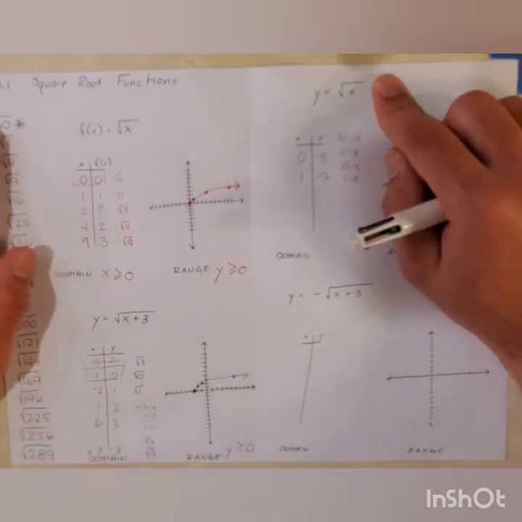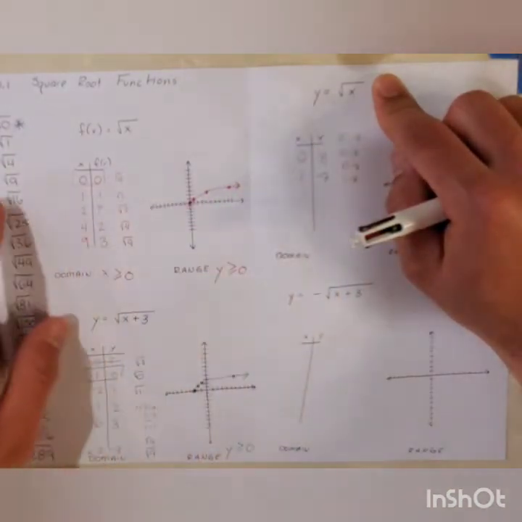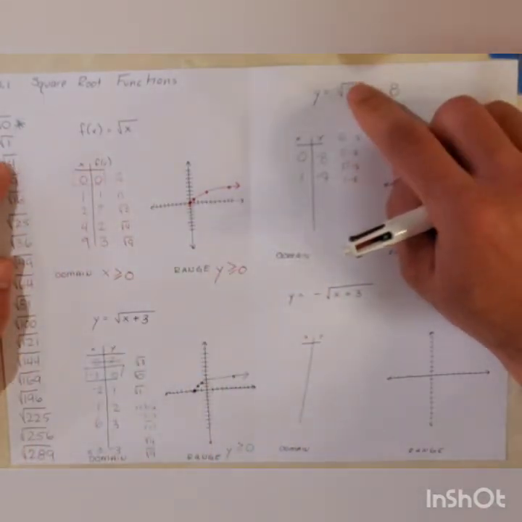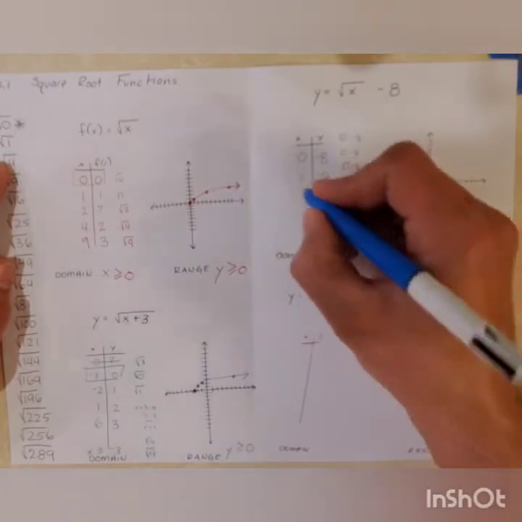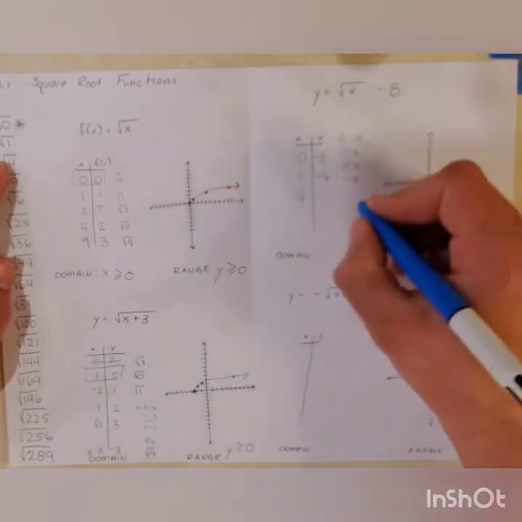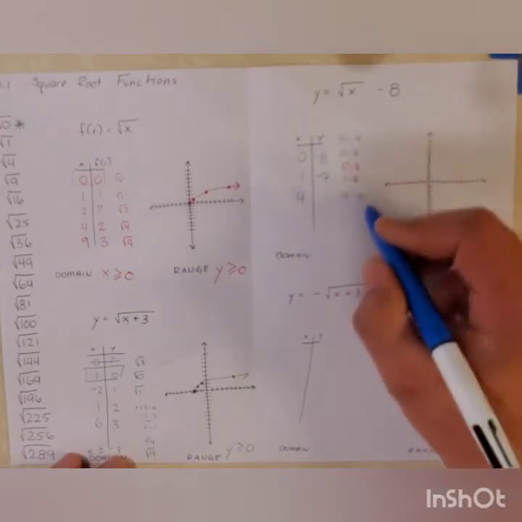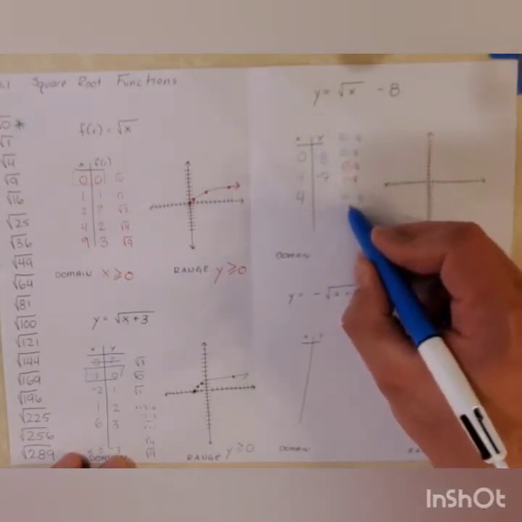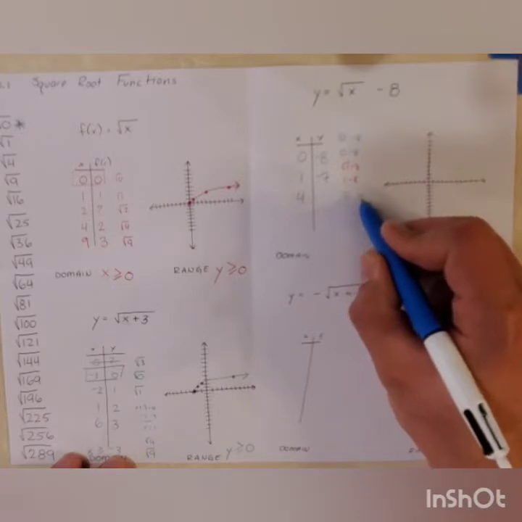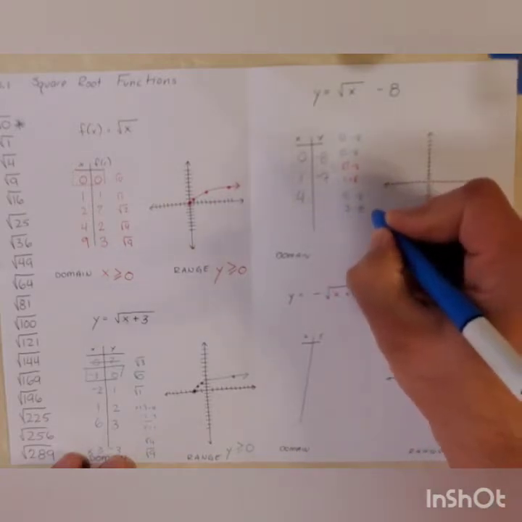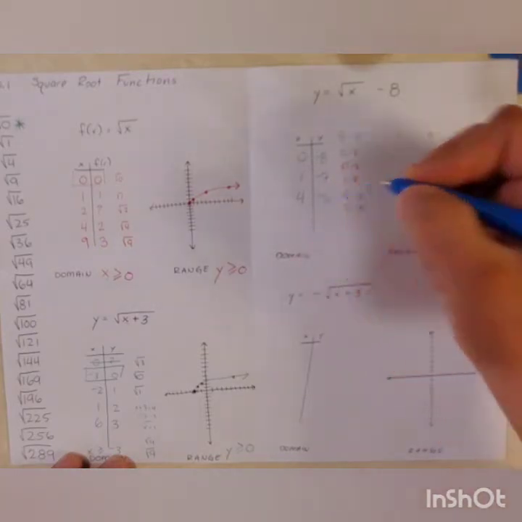I did square root of 0. I did square root of 1. I want that square root of 4, so I'm going to plug in a 4 now. And when I plug in a 4, I will now have the square root of 4 minus 8. Remember, this is not 4 minus 8. It's the square root of 4 minus 8. So that's 2 minus 8, and you get yourself a -6.